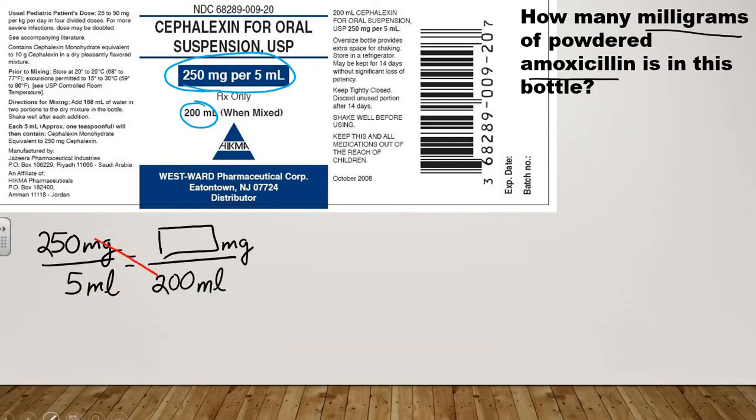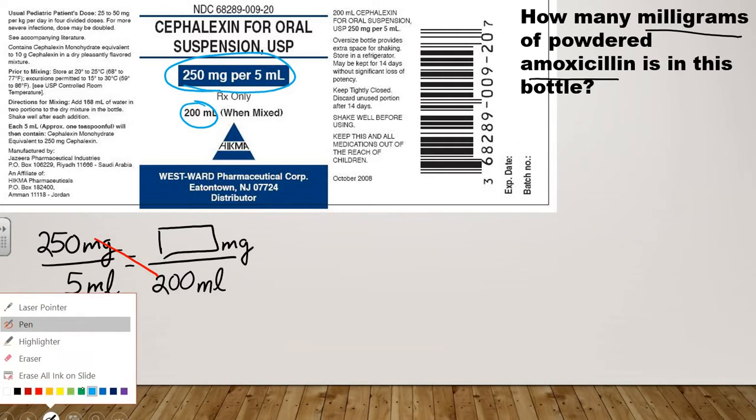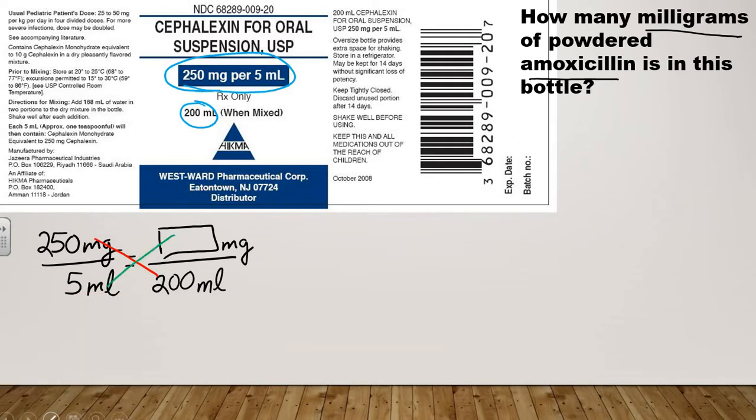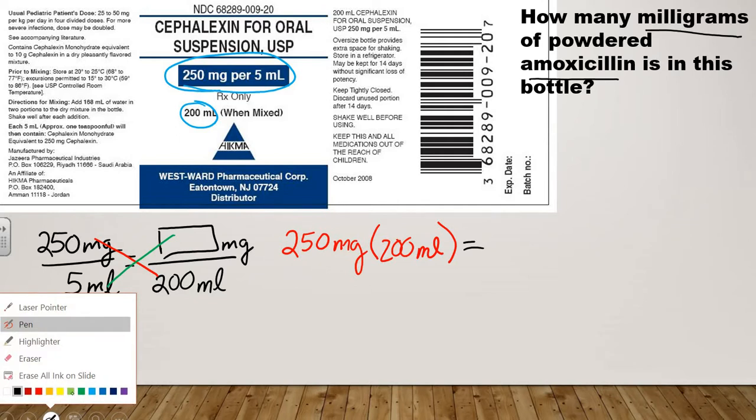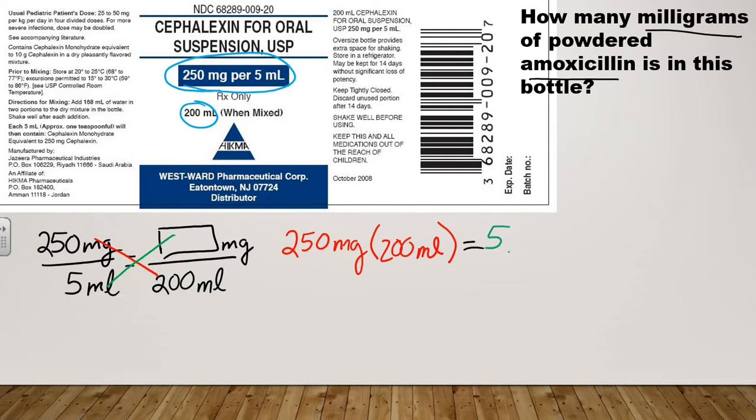We're going to cross multiply. I'm going to color code this. Next line is going to read 250 milligrams times 200 milliliters equals 5 milliliters times unknown milligrams.